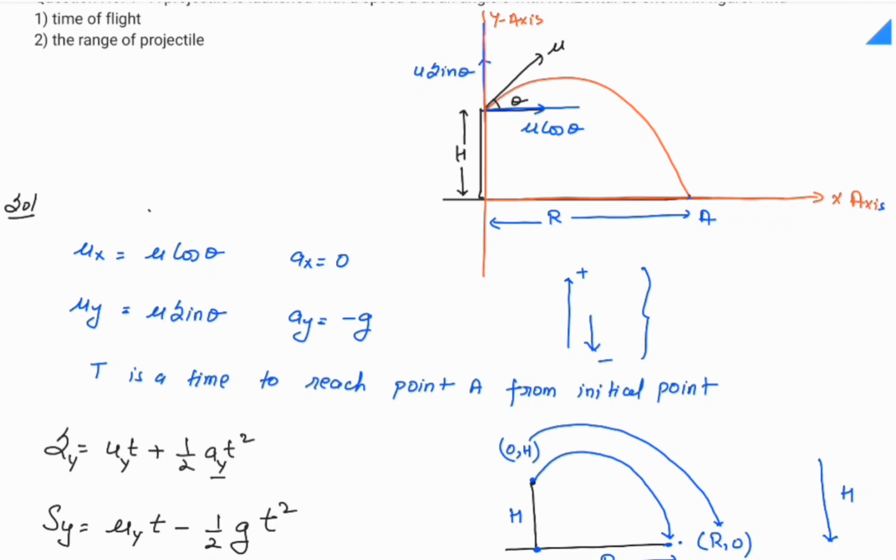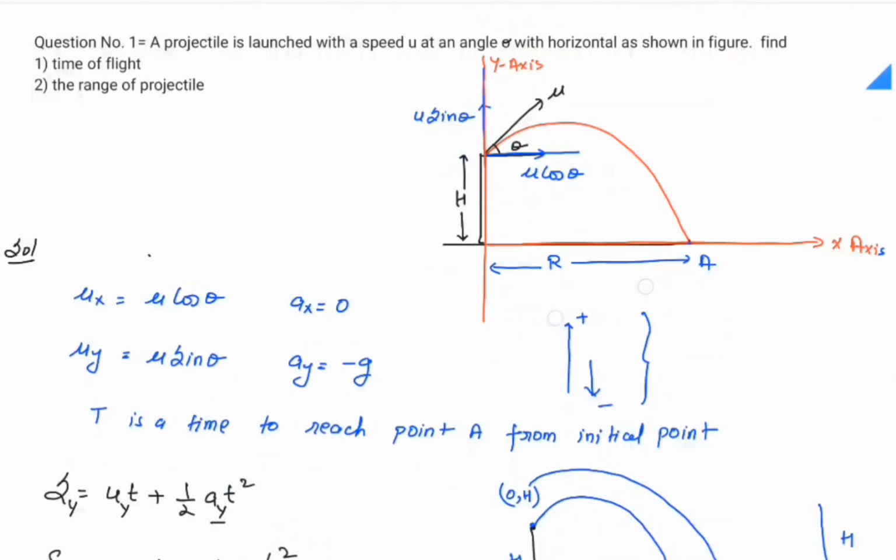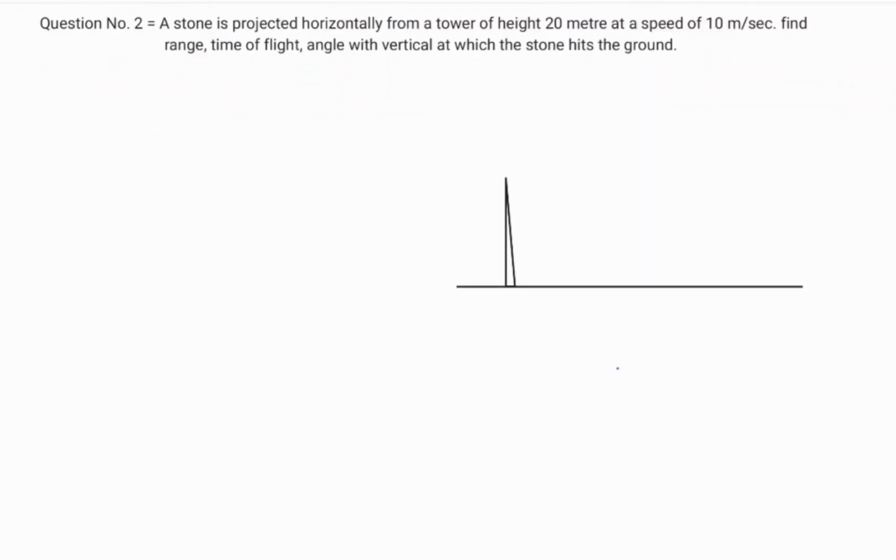Now we will discuss another case of the projectile from the tower, the second possible case when we are projecting a projectile from the tower. Let's see question number 2. A stone is projected horizontally from a tower of height 20 meter at a speed of 10 meter per second. Find the range, time of flight and angle with vertical at which the stone hits the ground. Let's see how to solve this type of question when we have thrown a projectile horizontally from the tower. As per the question, the height of the tower is 20 meter and we have thrown a projectile horizontally, like this.